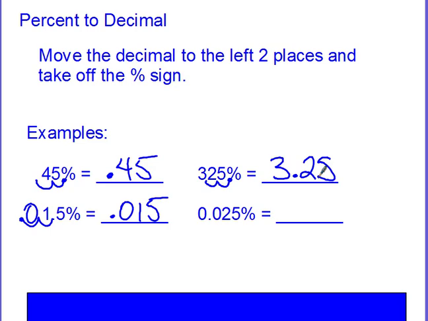Okay, now this one is 0.025%. That's a very small percentage, but I'm still changing it to a decimal. So we move it over 2 places. Now some of you may even say, but Mr. Nash, it already has a decimal in it. Just like in this one over here, it already has a decimal.